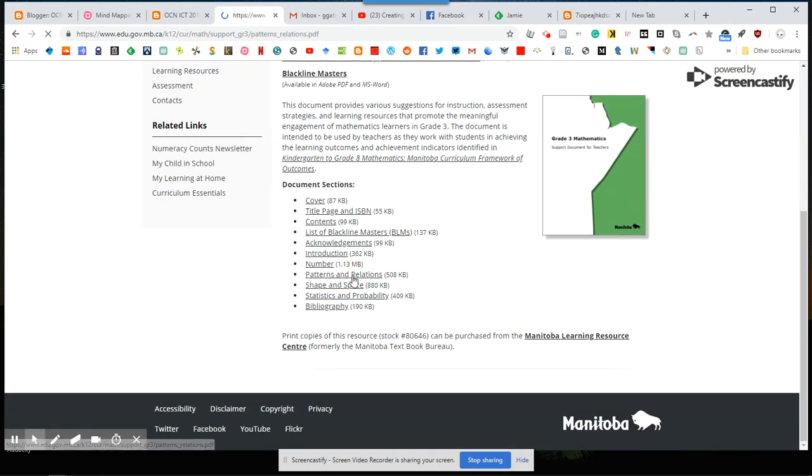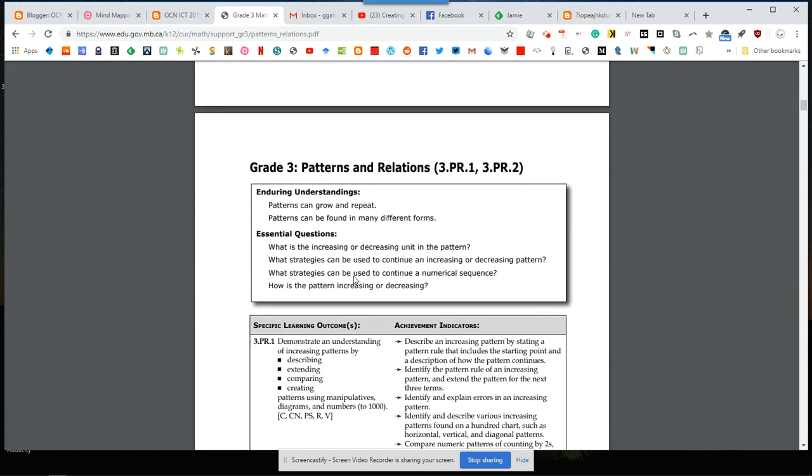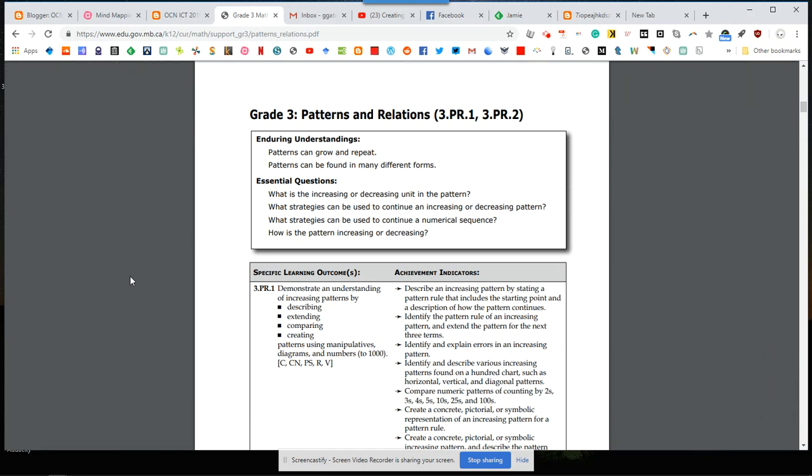Let's look at patterns and relations. When you're planning a lesson for patterns and relations, for this course you're trying to specify a very specific learning objective. In this case, the main general learning objective is patterns and relations, and they've called it here PR1 and PR2. So you could cite that in your MindMeister as one of the general learning objectives.